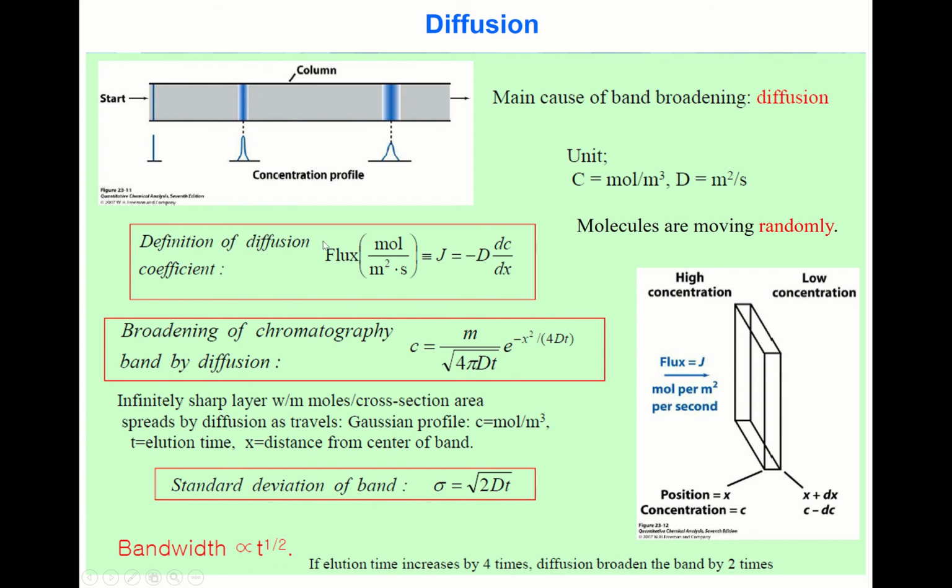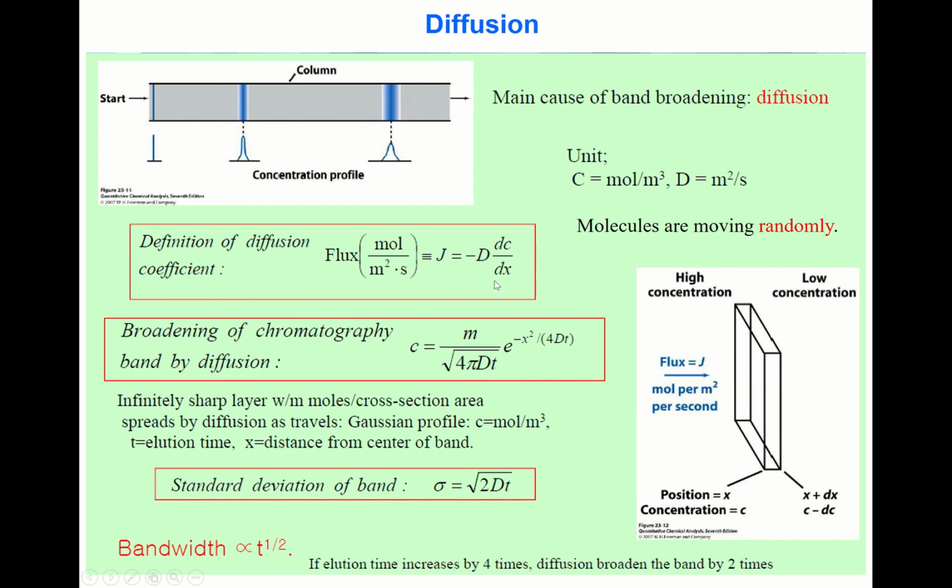Okay, diffusion coefficient. Why is there a negative sign here? Because by the diffusion, concentration gradient becomes smaller and smaller. Yeah, smaller and smaller. That's why we put the negative sign here.